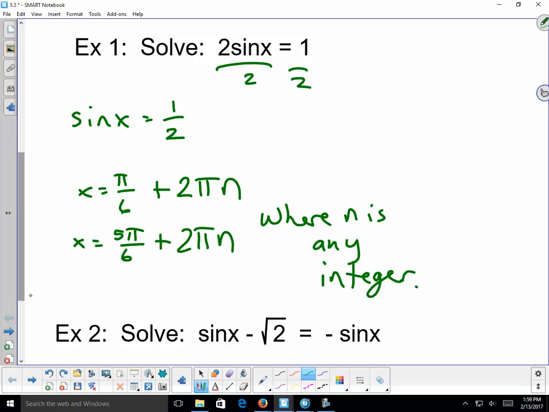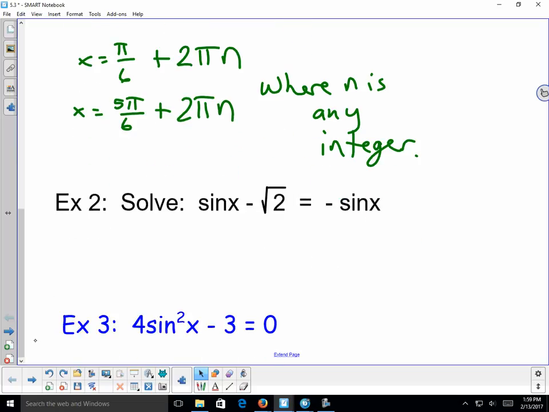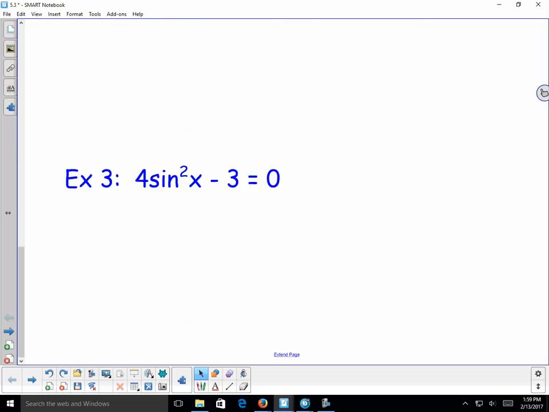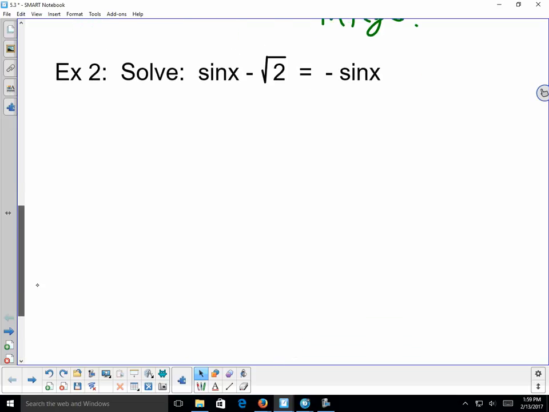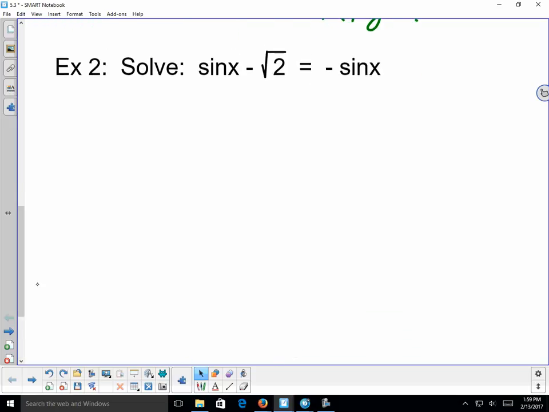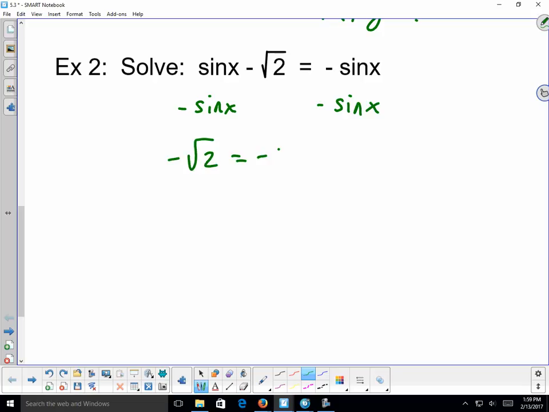Okay? All right, let's take a look at number 2. Here we are solving sine x minus square root of 2 equals negative sine x. What do you think our first step could be here, Sammy? You can subtract the sine x on the left to the negative sine x on the right. So let's subtract sine x from both sides. So we get negative square root of 2 equaling negative 2 sine x. Everybody agree with this?